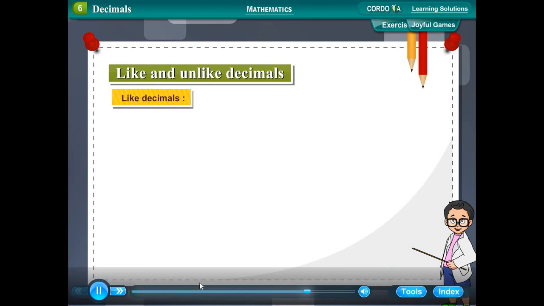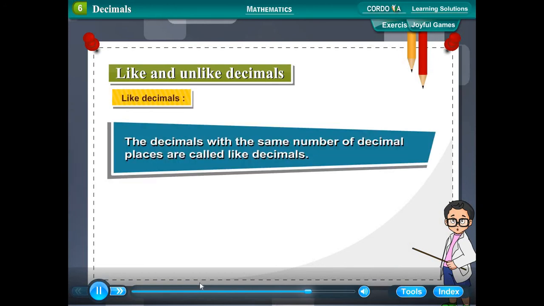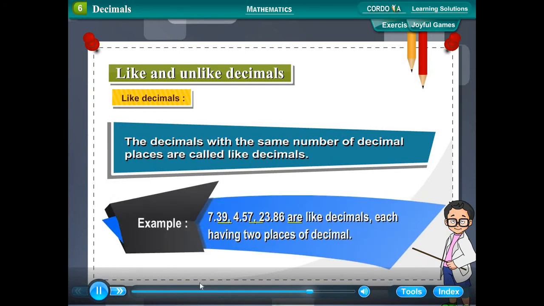Like decimals: the decimals with the same number of decimal places are called like decimals. Example: 7.39, 4.57, 23.86 are like decimals, each having 2 places of decimal.